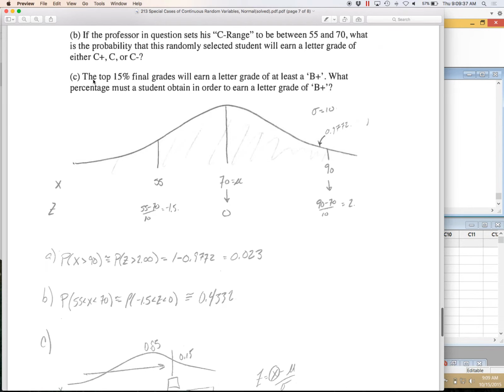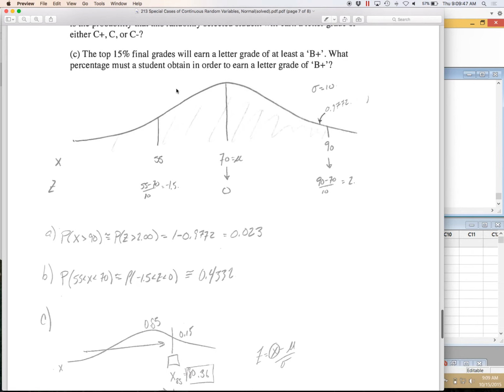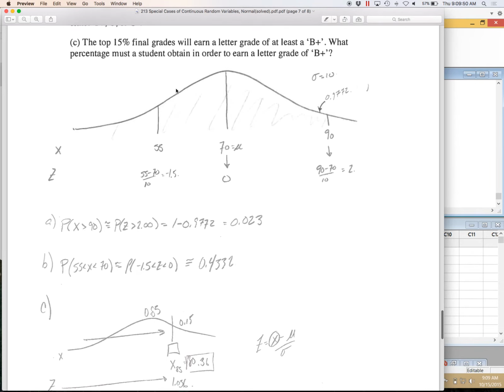Finally, the top 15% of final grades will earn at least a B+. So what is the probability, or sorry, what is the percentage that a student must obtain in order to get a B+? So where does B+ live? Okay, so here the top 15%, top means here the greater than side is the 15%. So here this is the greater than side is 15%, the top 15%. And I can split this up into the other side. So 100% minus 15 is going to give me 85%.